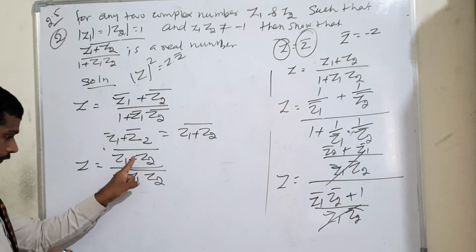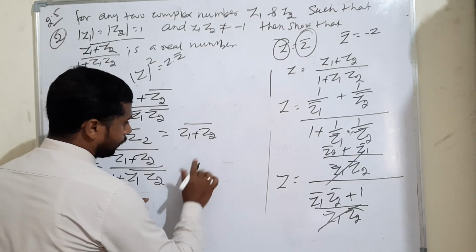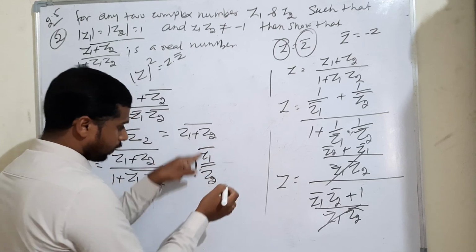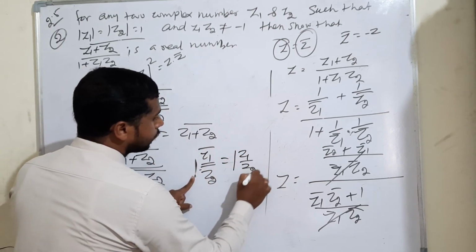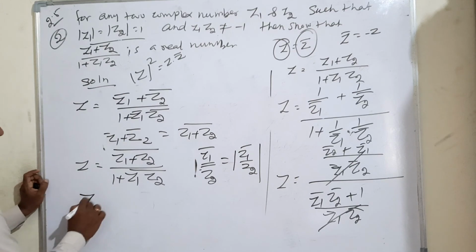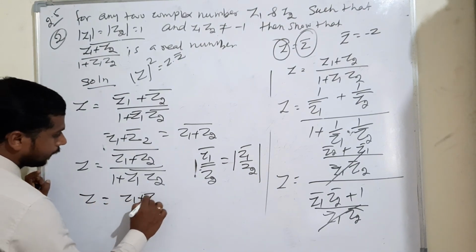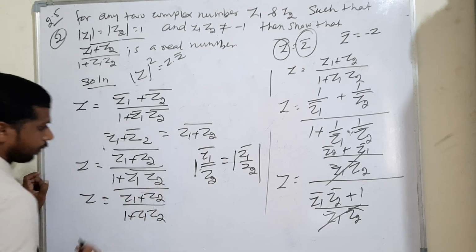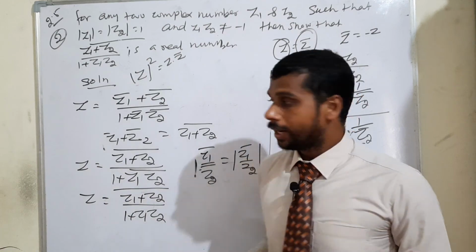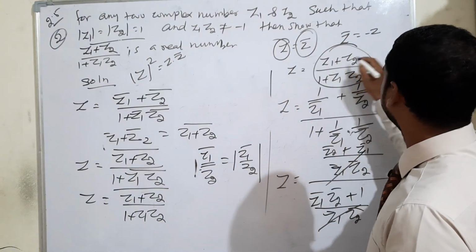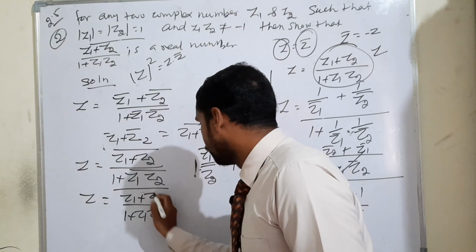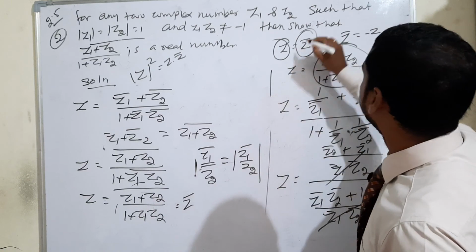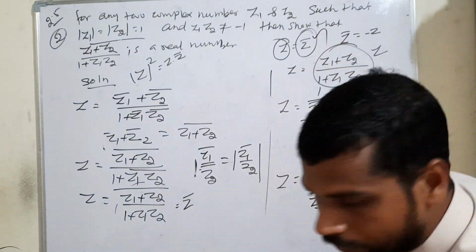Again, z1 bar into z2 bar, with the bar on both sides, means we can now write z1 z2 the whole bar. So we can rewrite z as z1 plus z2 divided by 1 plus z1 z2, the whole bar. Look at this: this whole term is z, and the output we have is definitely equal to z bar. So when z is equal to z bar, what is the name? Purely real.